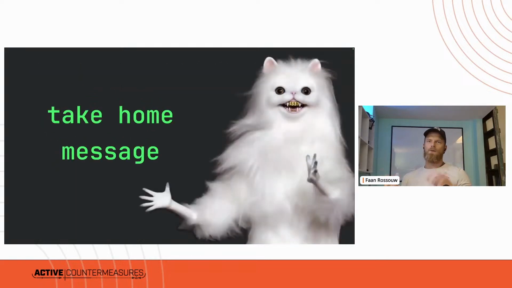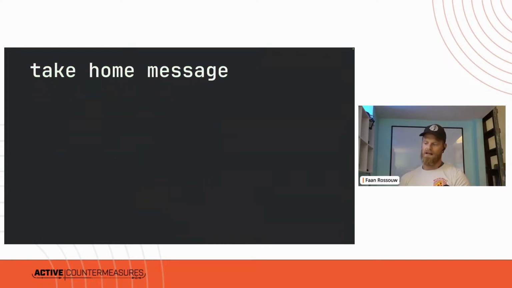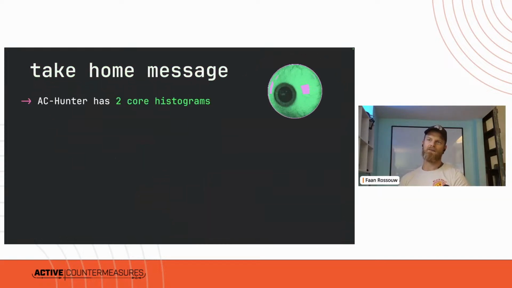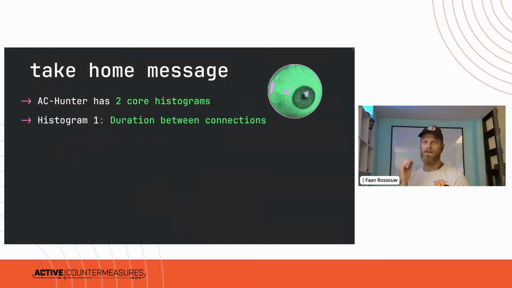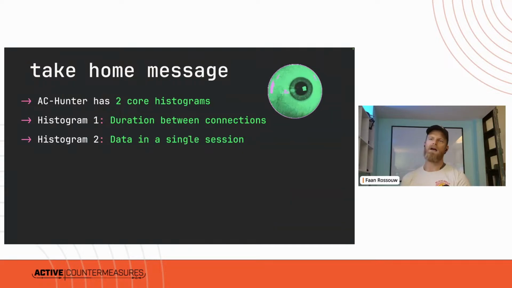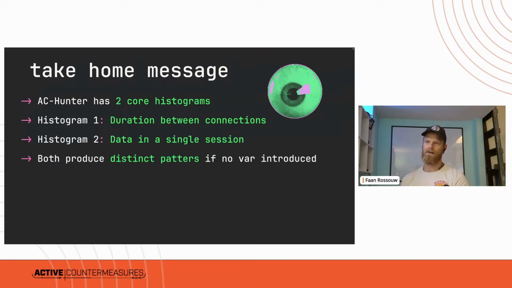And so now we can just summarize with our take-home message. And the take-home message is this. AC Hunter has two core histograms. The first one, we look at the duration between connections. And the second one, we look at the data that was transferred in a single connection. And both of them will produce distinct patterns if no variation is introduced. If there's no jitter, if there's no data jitter, we're going to see one big bar, right?